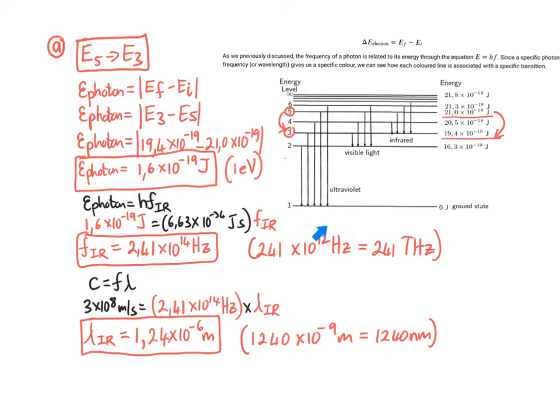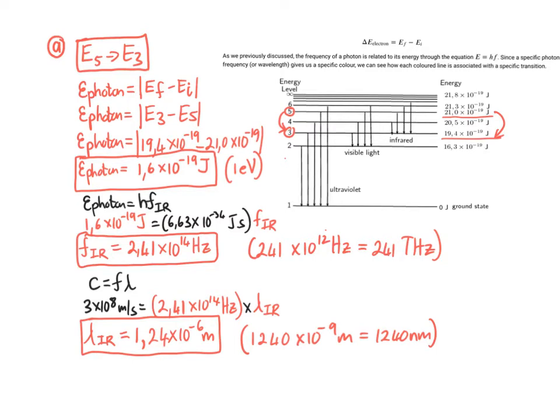Now terahertz is 10 to the 12 hertz, so that means we need to move the comma or the decimal 2 places to the right, which is the same as timesing by 10 to the 2, which means we need to divide by 10 to the 2 here, or times by 10 to the minus 2, which gives us the 10 to the 12, which is what we want because that's terahertz. So the answer for the frequency of the infrared radiation that is given off by the drop from energy level 5 to energy level 3 is 241 terahertz.